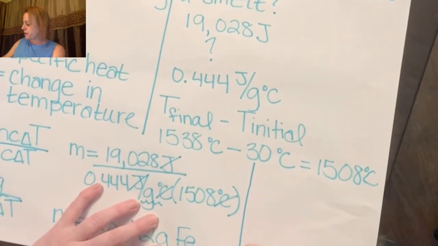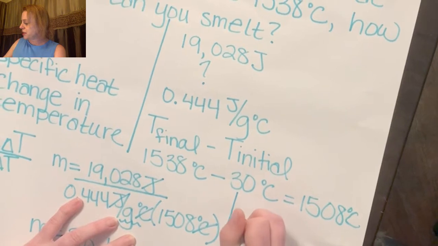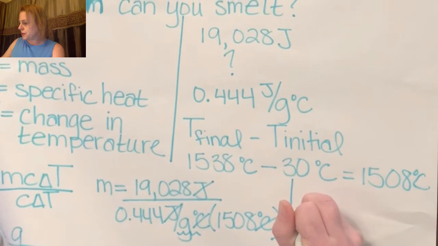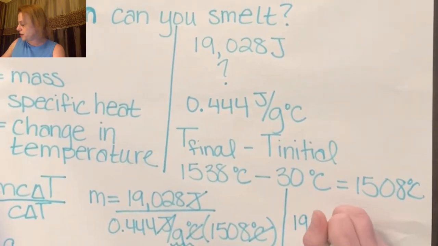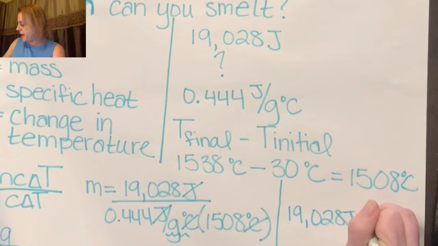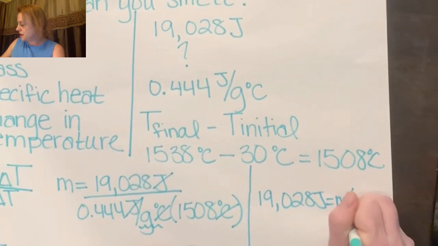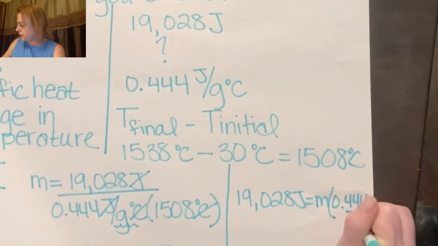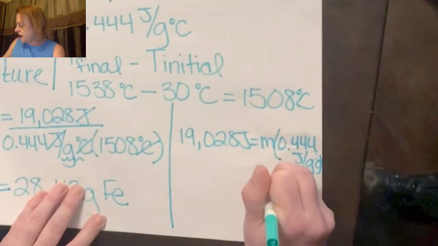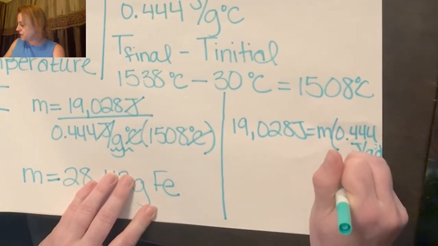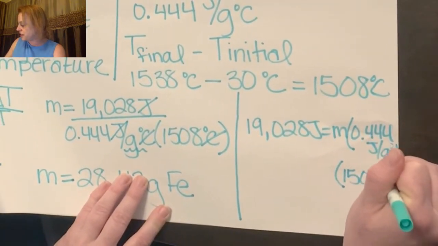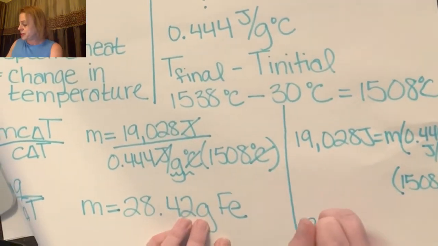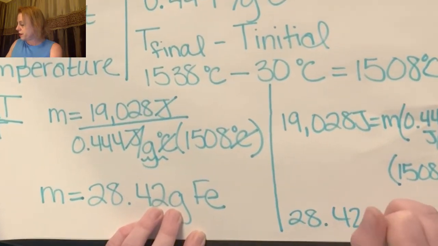Conversely, and I'm going to run out of room here, conversely, I can just plug in the numbers and get 19,028 joules equals M times C, 0.444 joules per gram degrees Celsius, times delta T, which is 1,508 degrees Celsius. And when I chug that math, I get the same thing, 28.42 grams of iron.